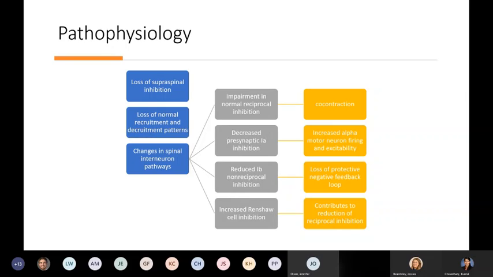You also have decreased presynaptic 1A inhibition, which basically leads to increased excitability and firing of the alpha motor neurons. You have reduction of 1B non-reciprocal inhibition, which leads to loss of that protective negative feedback loop. And then you have this paradoxical actually increase in Renshaw cell inhibition, which just further contributes to the reduction of reciprocal inhibition.